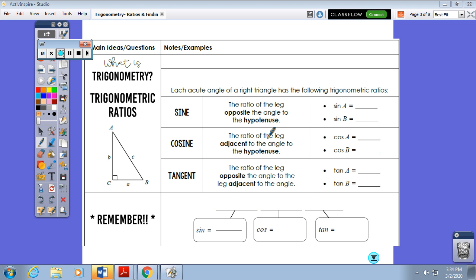All right, first question. What is trigonometry? It is the study of triangle measurements. The study of triangle measurements.